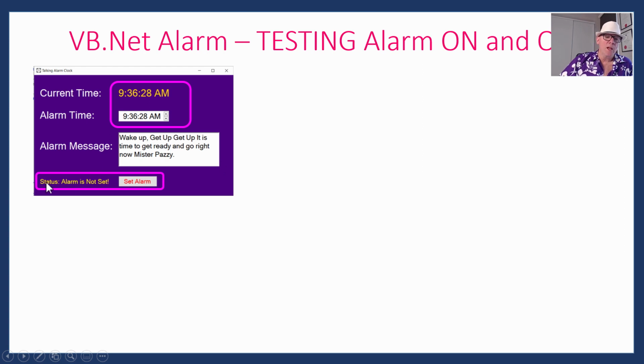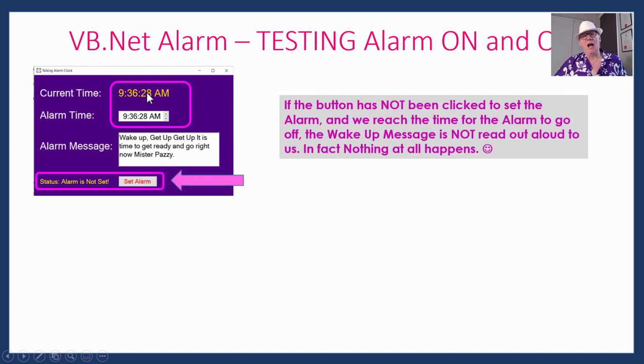So here, the alarm is not set, and the 2 times ticked over. We set that as the alarm time, right? And this clock ticked up until it got to that exact time. But what happened was the alarm did not go off. Because we hadn't activated it here, these could match, but nothing would happen, which is exactly what we wanted. So that fixed that problem of it going off all the time, even if you hadn't set it.